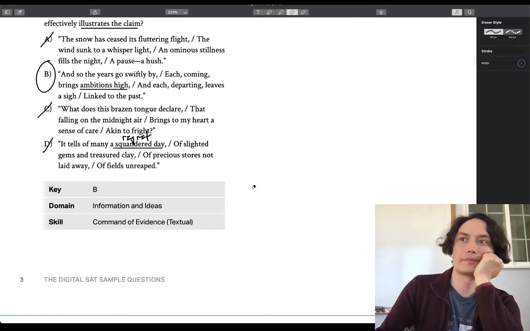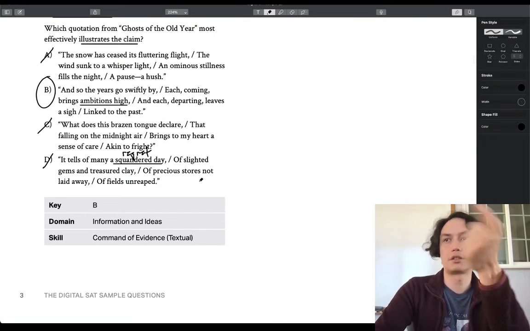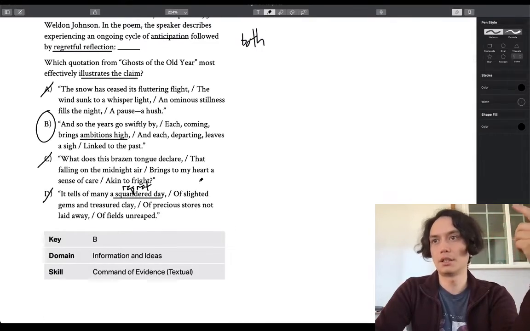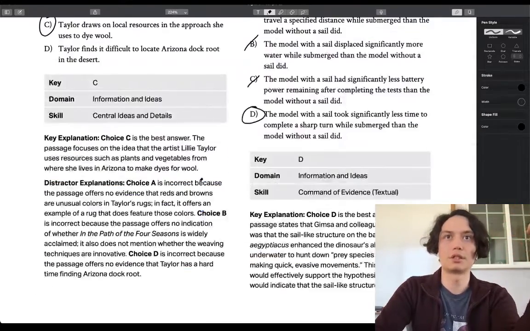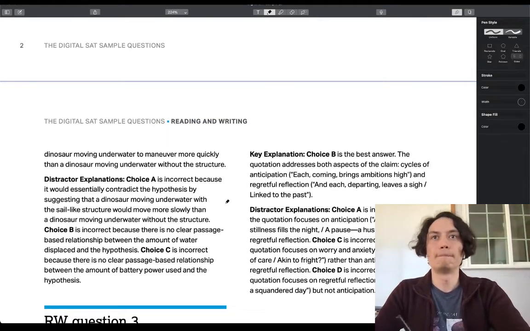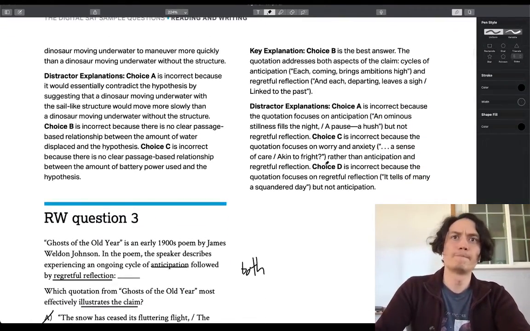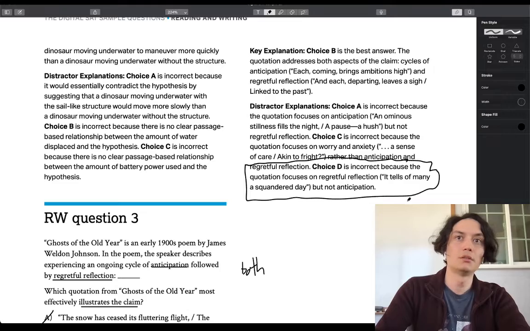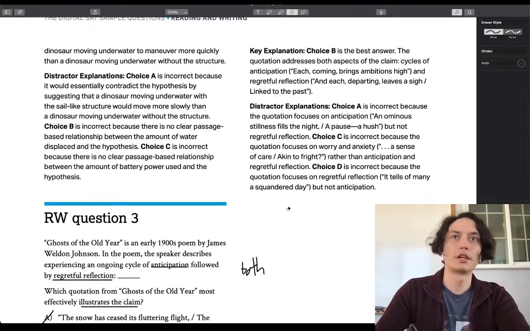Okay. Answer B, and yeah, it's the same kind of question according to them. Information and ideas, command of evidence textual, just the exact same. Yeah. All right, cool. Oh, yeah, hey. Choice D is incorrect because the quotation focuses on regretful reflection, but not anticipation. Okay, cool.